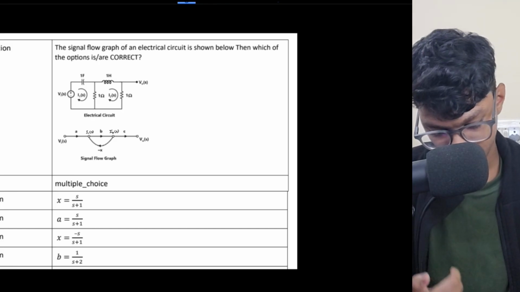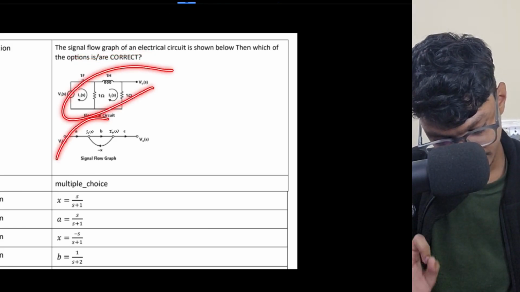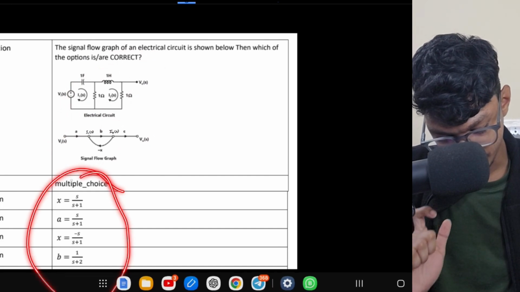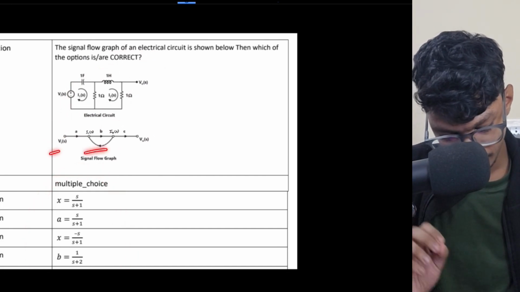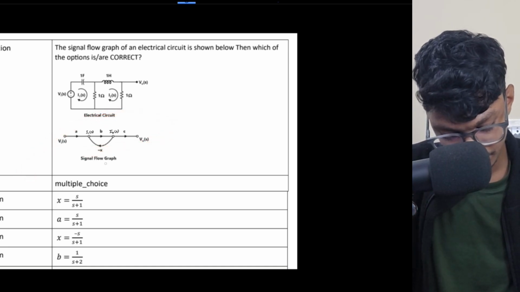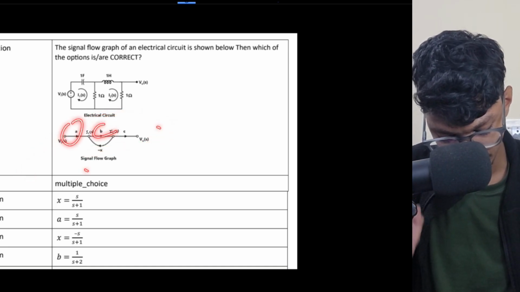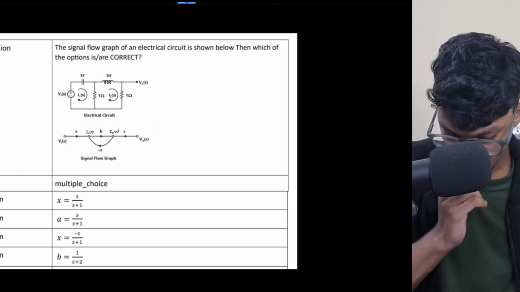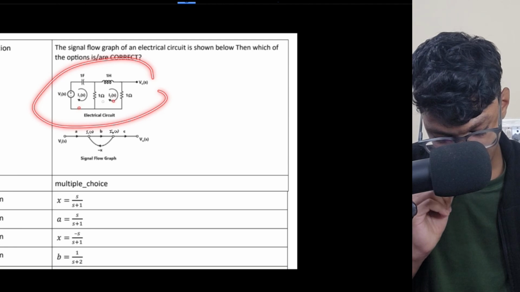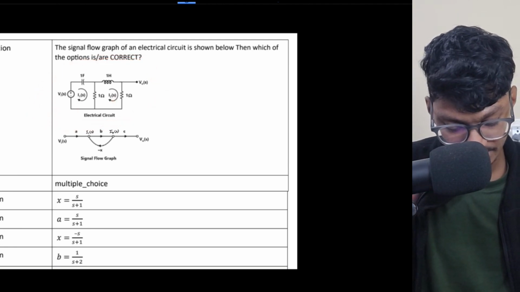Let's solve this question. The signal flow graph of an electrical circuit is shown below. Okay, then which of the following options will be correct? So V1, all these are marked, and we have to identify which of the following options will be correct for A, B, C and X. Okay, so first of all, I write here, right? I1, I2, everything is written.